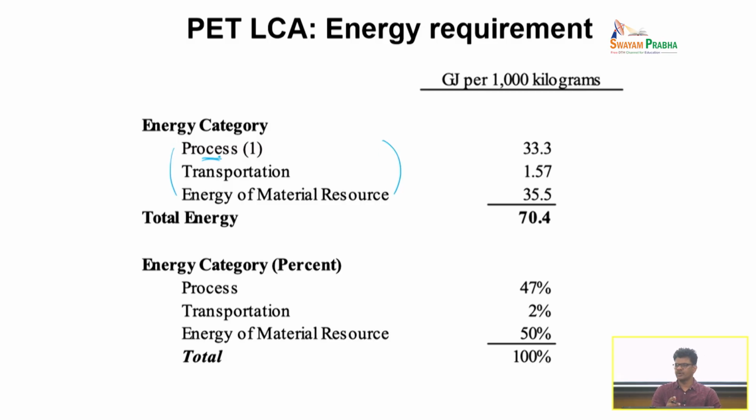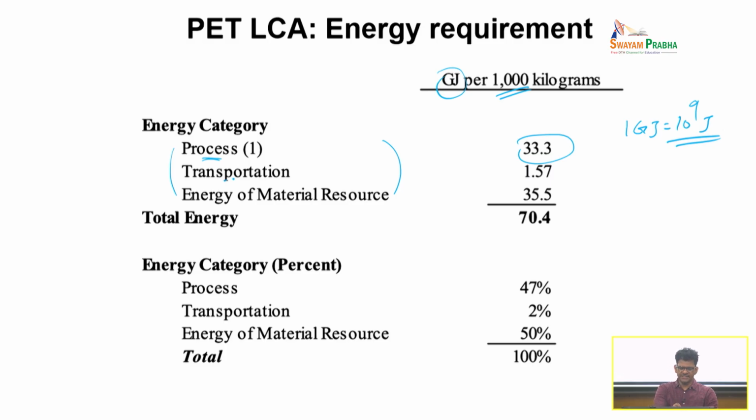There is energy required to run the process, that means heating, cooling, and various processes. If you are conducting a polymer reaction, you have to supply heat. So there is going to be energy involvement in the process itself. That takes about 33.3 gigajoules. 1 gigajoule basically means 10 to the power 9 joules, for every 1000 kilograms of PET resin manufactured.